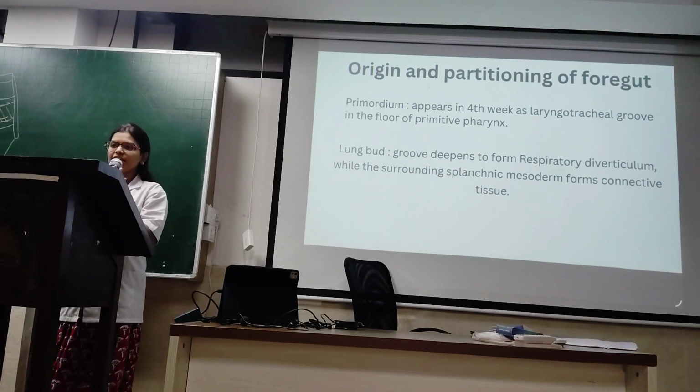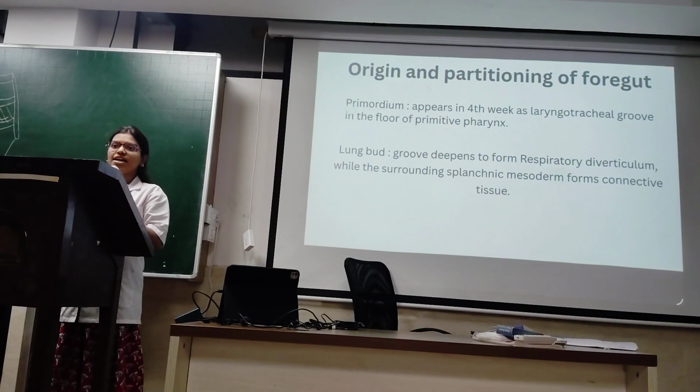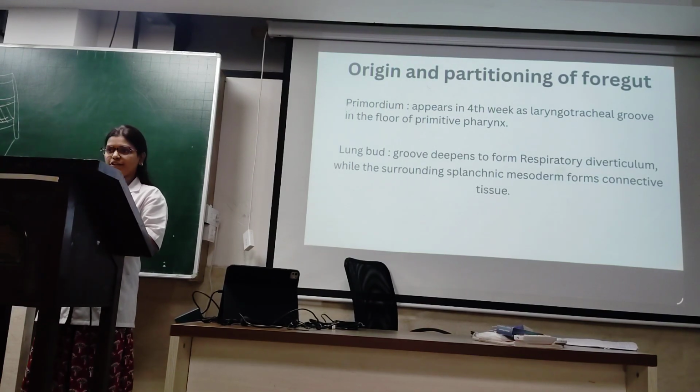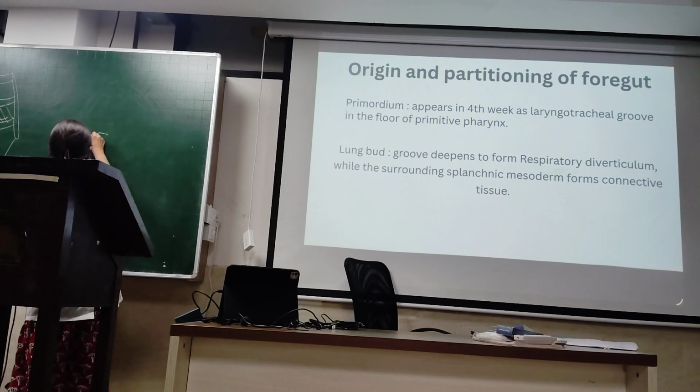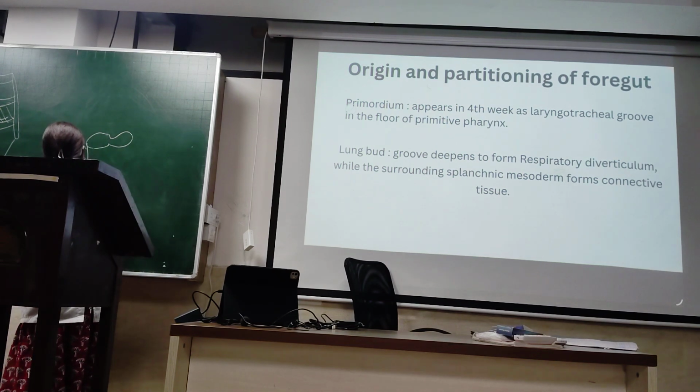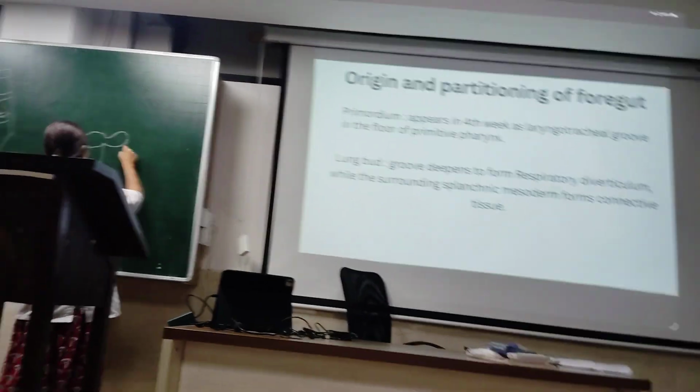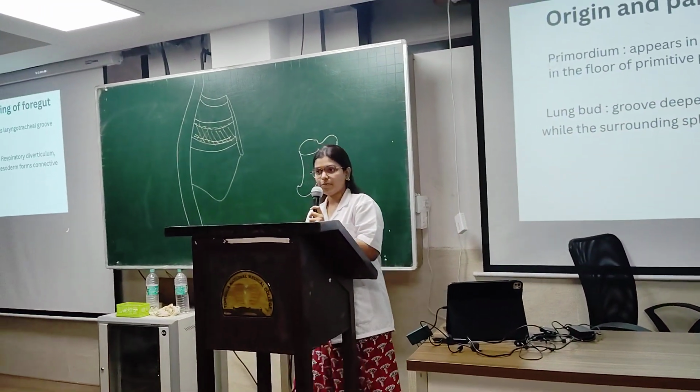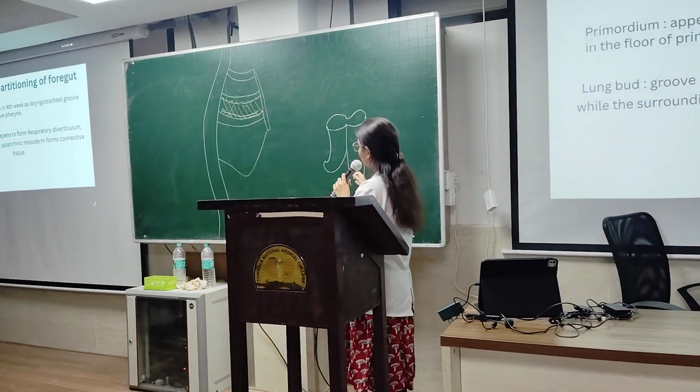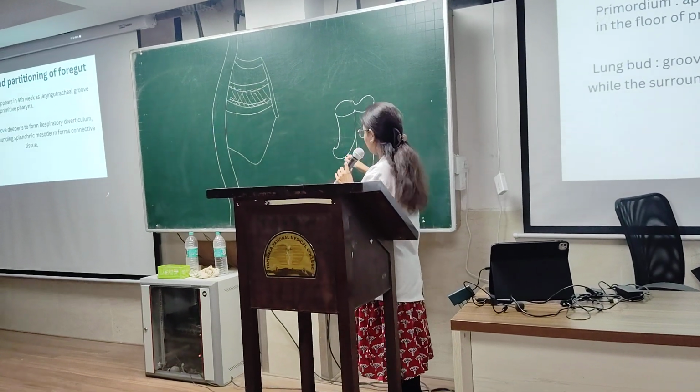The process begins in the 4th week of intrauterine life as the laryngotracheal groove appears on the ventral pharyngeal wall. As the groove deepens, a midline evagination from the foregut called the respiratory diverticulum appears.